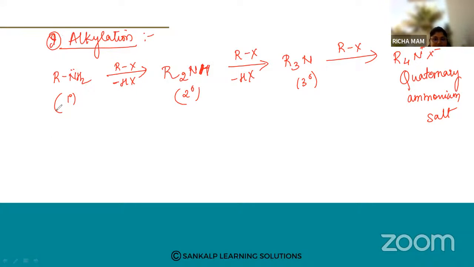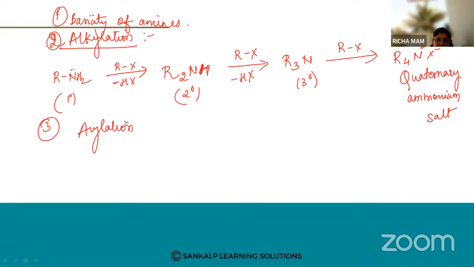So this was the second one. The first chemical property we have seen is the basicity of amines. Second is alkylation. Third one is acylation. So what are we going to take? We are going to take primary and secondary amines.